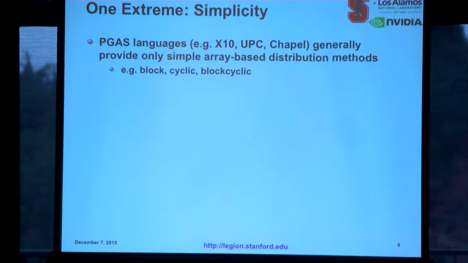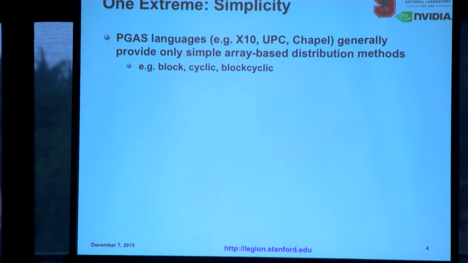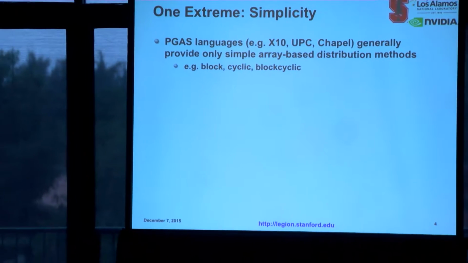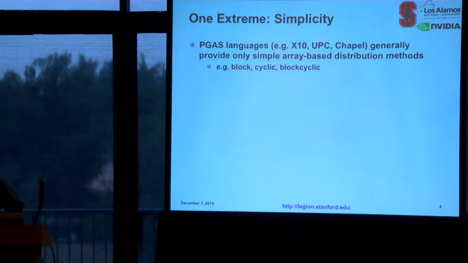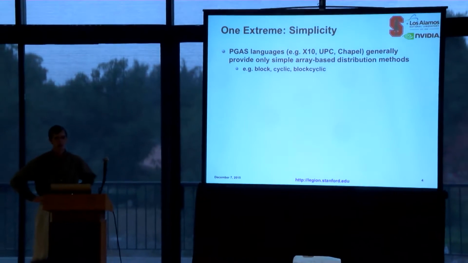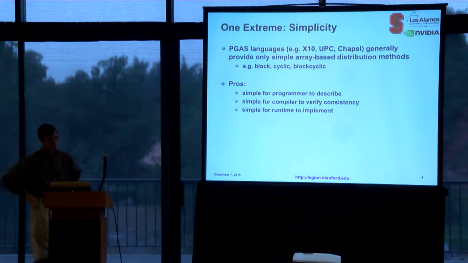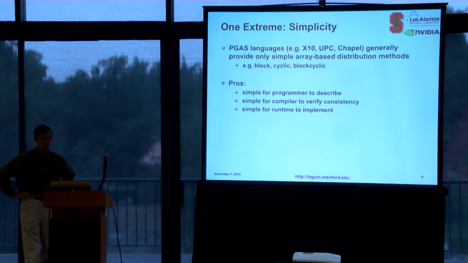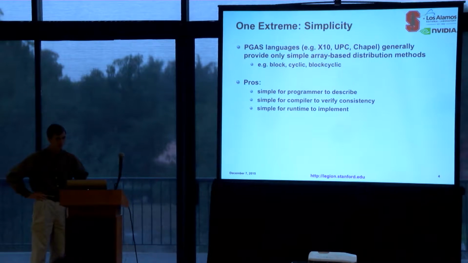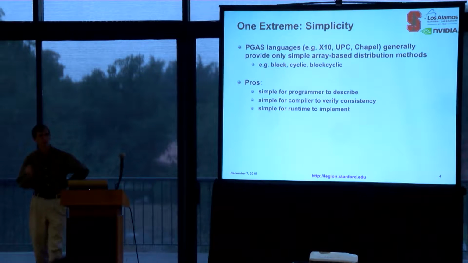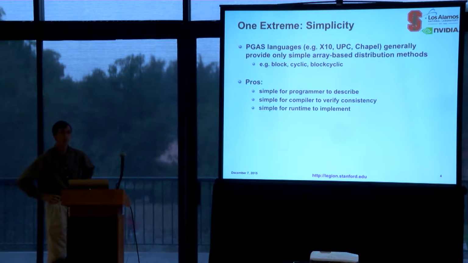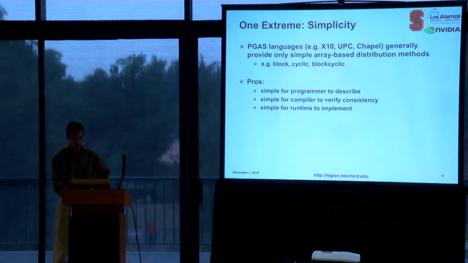And this is actually the way that almost all languages go. So pretty much all the PGAS languages choose to provide only very simple array-based distribution methods. Right? You can have any distribution you want as long as it is block, cyclic, or block cyclic. And these work great for distributing arrays across a large machine. They're very simple for the programmer to describe. They're very simple for the compiler to verify the consistency of two different distributions. And they're very simple for the runtime to implement. These are all good things.